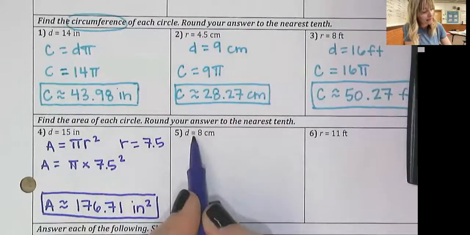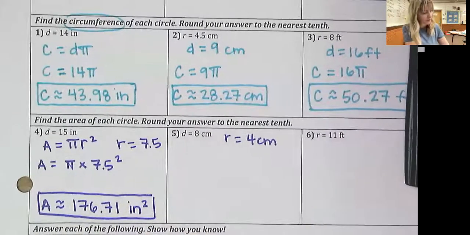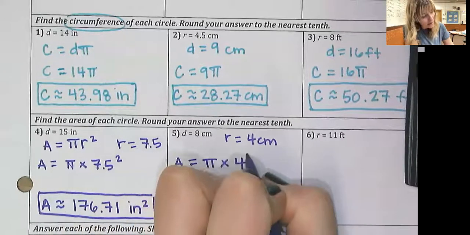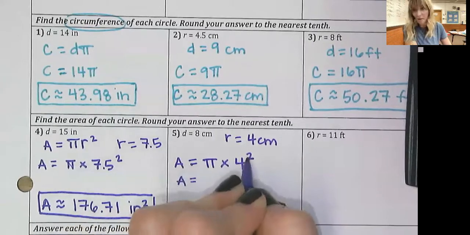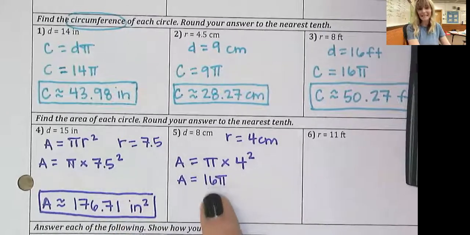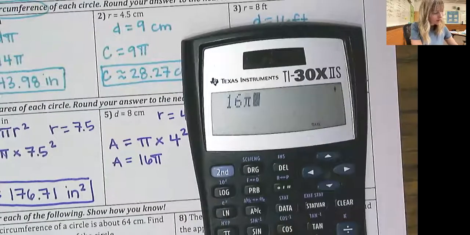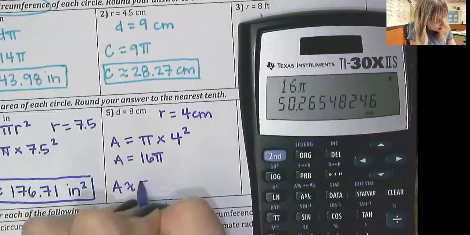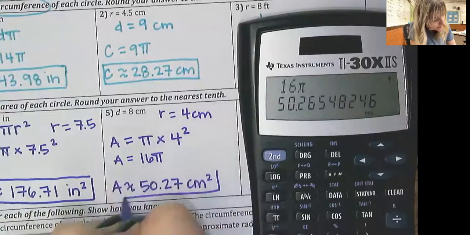Oop, they gave me diameter again. I need radius. Radius is 4 centimeters because I need to do area equals pi times r squared. If I wanted exact form, I could just do r squared. 4 squared is 4 times 4, which is 16 pi. That is the exact answer because it still has the pi on it. Here is my decimal approximation, 50.27 centimeters squared.